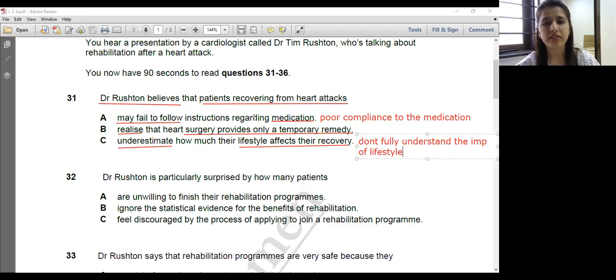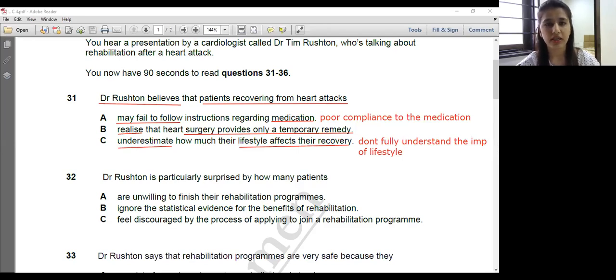So A has more to do with medication, B has more to do with their perception, and C has more to do with their perception regarding lifestyle. So A is medication, C is lifestyle, and B is actually nothing about the future, but it says that they have already had a surgery and now they do realize that it is a temporary remedy.